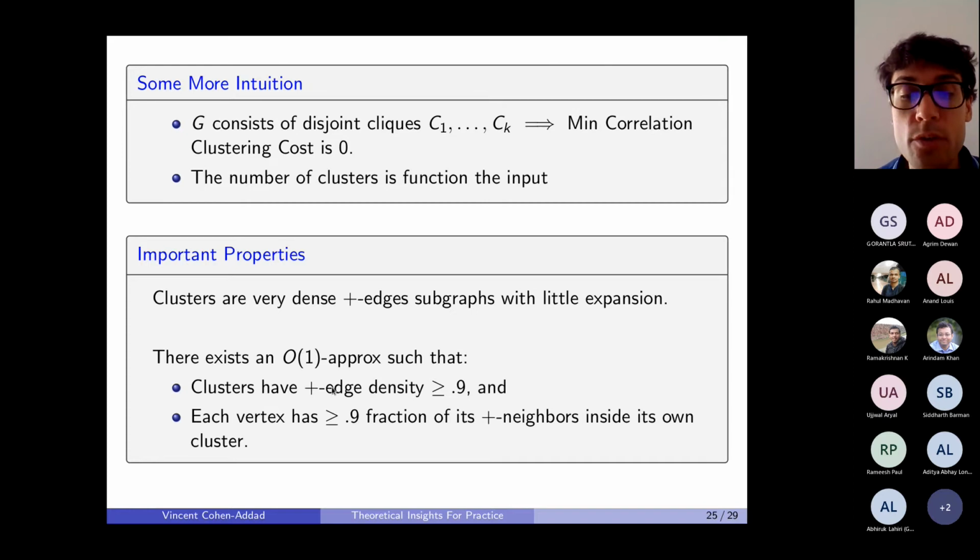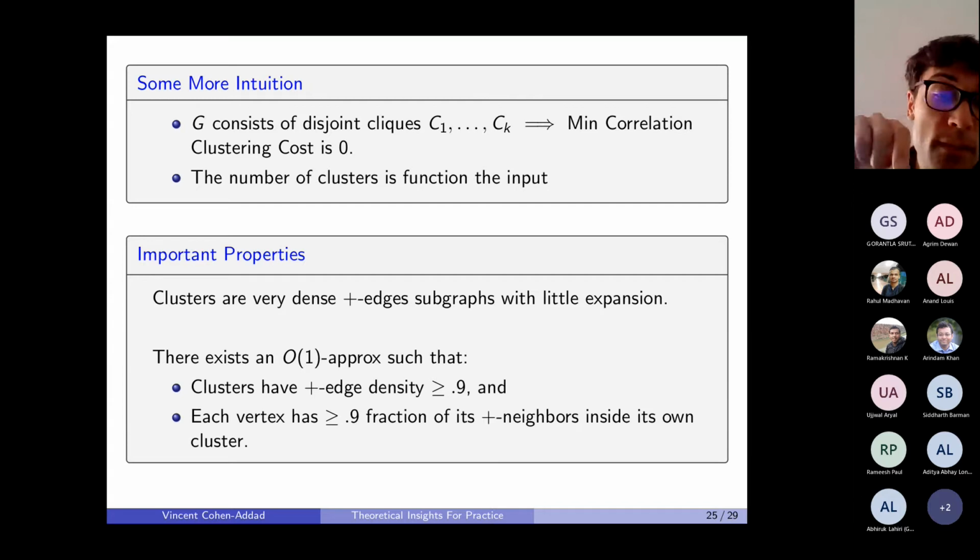Another property of this is that if I look at a vertex that belongs to some cluster, and I have less than a 0.9 fraction of my plus neighbors inside my own cluster, it means that I have at least a 0.1 fraction of my plus neighbors that are outside of my cluster.